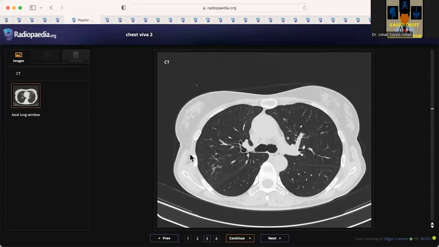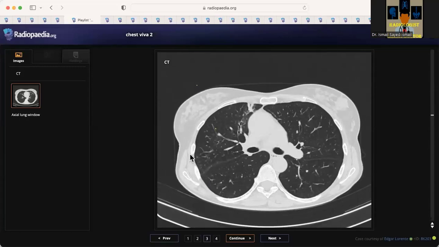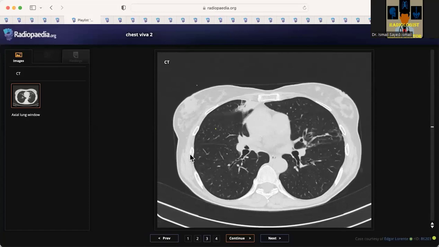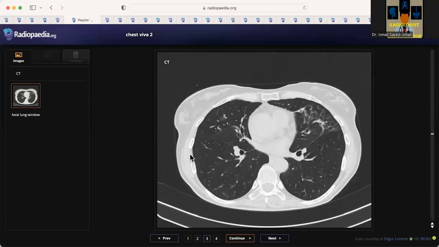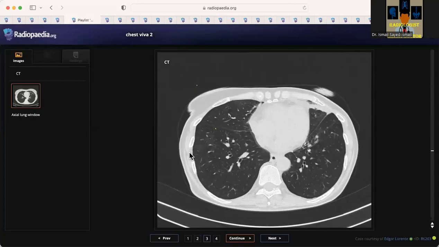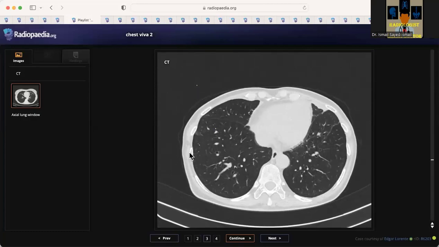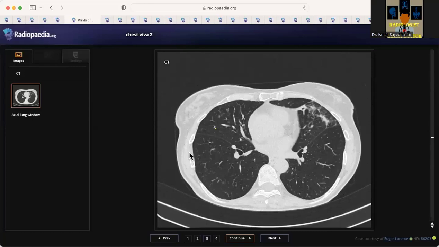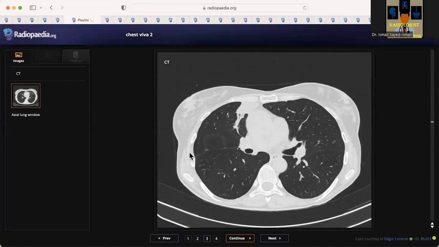This is mycoplasma or mycobacterium infection. So I would like to discuss this finding with a referring clinician and suggest contact isolation and sputum culture for this patient.